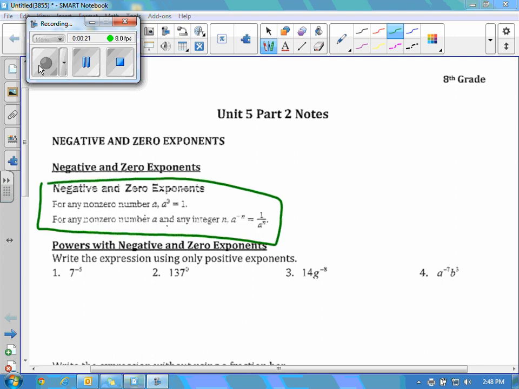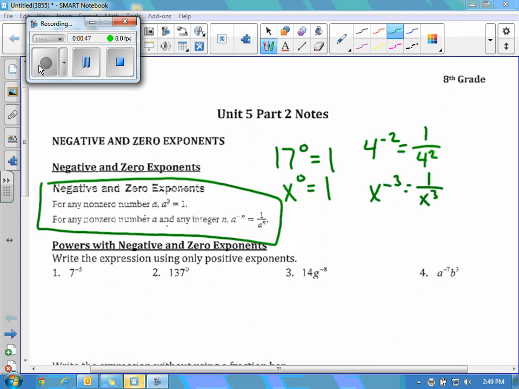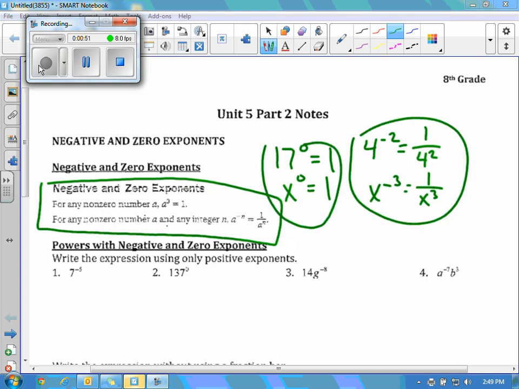The big key is, if you have any non-zero number to the zero power, it's going to be 1. Or if it's a variable, x to the 0, it's going to be 1. Okay? If you have a non-zero number to a negative integer, like 4 to the negative second, you're going to rewrite that as 1 over 4 to the positive second. Same way, if we have x to the negative third, we rewrite that as 1 over x to the positive third. So here's your rule for 0, here's your rule for negative exponents. So let's look at some examples.